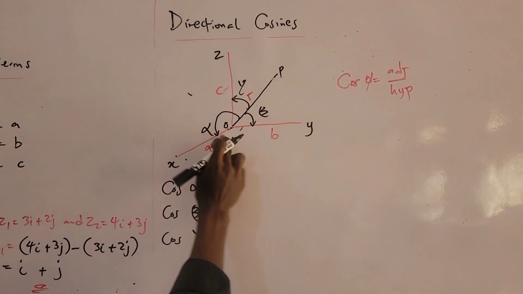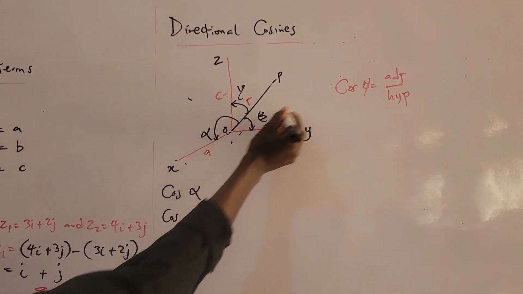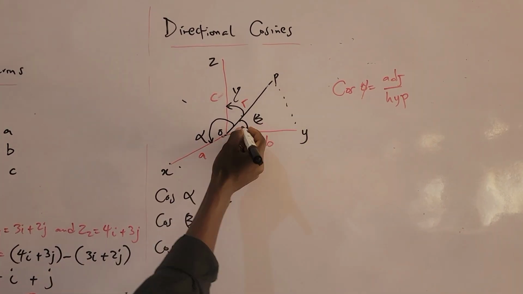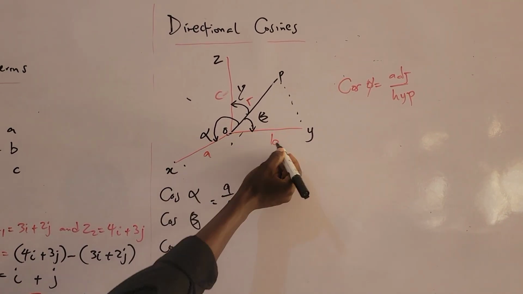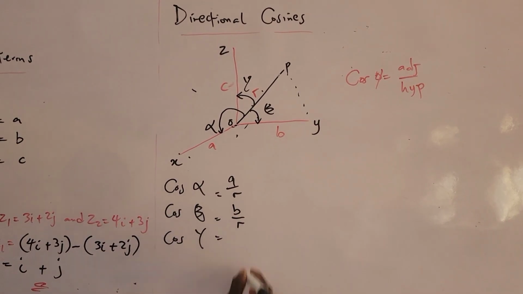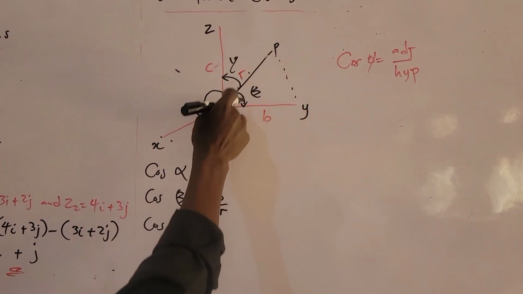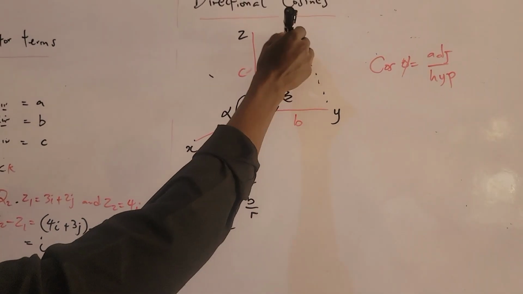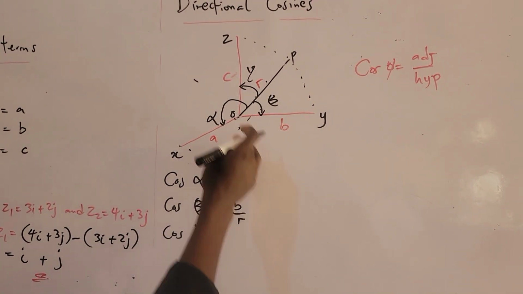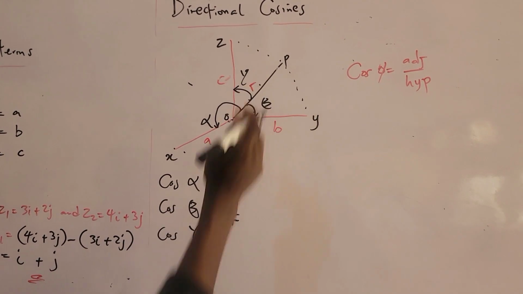Similarly, let's take OP and OY. Now this is the opposite. It's facing this place. If you have an imaginary line here, this is the opposite, this will be the adjacent, and this will be the hypotenuse. That means this is b over r. Similarly, take OP and OZ. If you have an imaginary line here also, this will be the opposite, then c will be the adjacent, and this will be the hypotenuse.